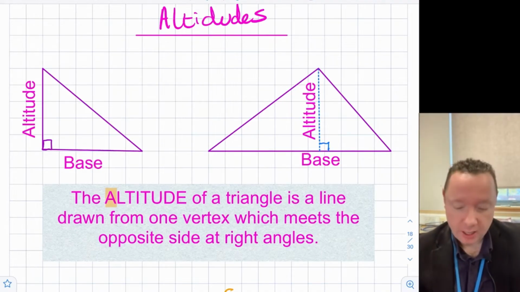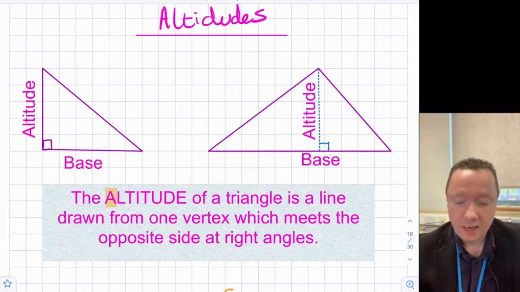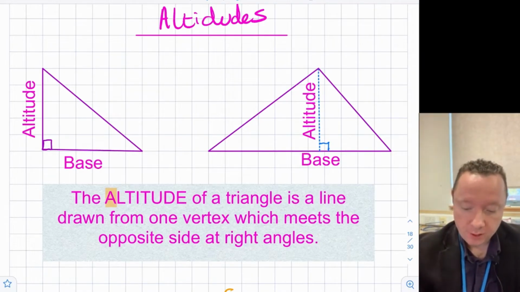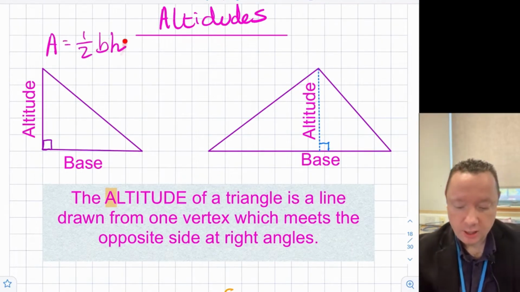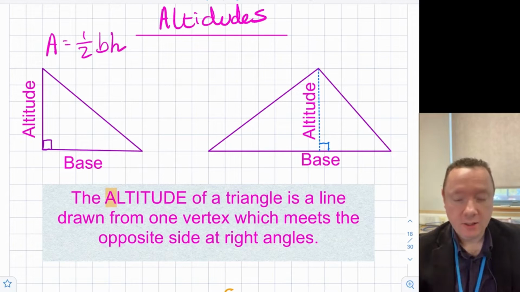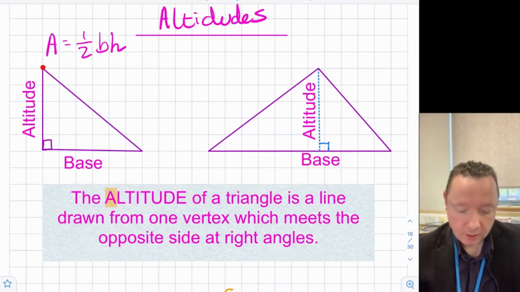So I've drawn a couple of triangles. I've drawn a right angle triangle, and previously when we did right angle triangles, you would be remembering that the area of a triangle is a half the base times the height. But it's not actually just any old height, it's the vertical height. The vertical height of a right angle triangle would be called the altitude of the triangle because it is a line that hits the base at right angles.